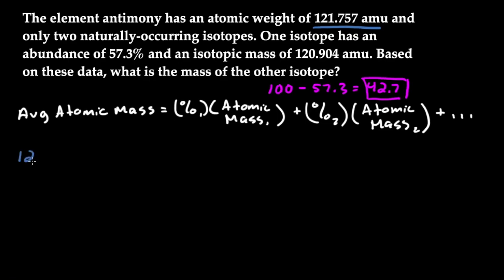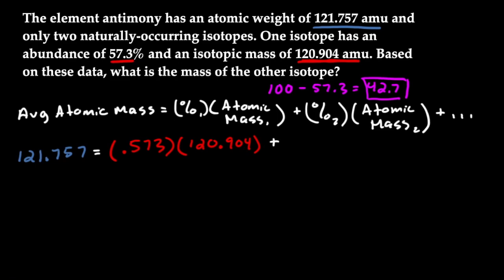It's going to be 121.757, and that's going to be equal to, we have the percent of the first one. So let me go ahead and underline that first one. We have this one here, and this number right here goes with it. When I do this percent right here, I want to make sure it's in decimal form, so I'm going to convert that to a decimal. That's going to be 0.573, and then the atomic mass of that 57.3% is going to be this 120.904, and then we'll add that to the next one.